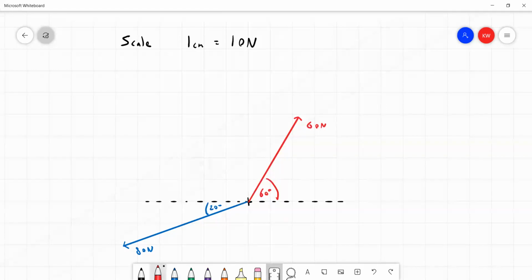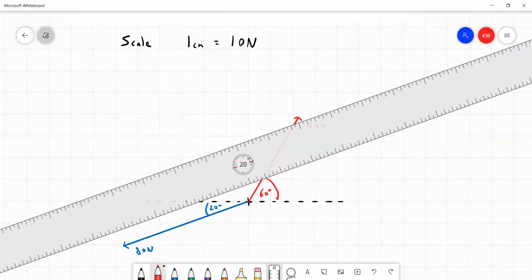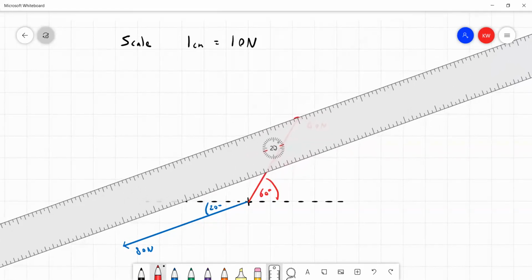Since my ruler is already set, this time I will draw in the blue vector first. So I can line up a 20 degree downward line from the end of the red vector and draw in a line parallel and the same length as our blue vector. So 8.